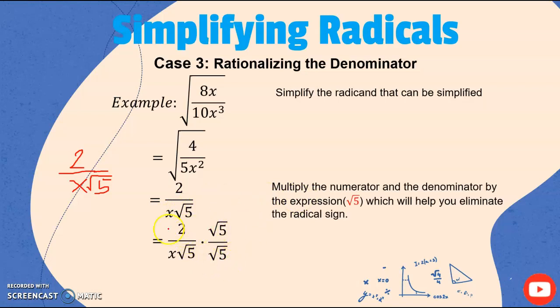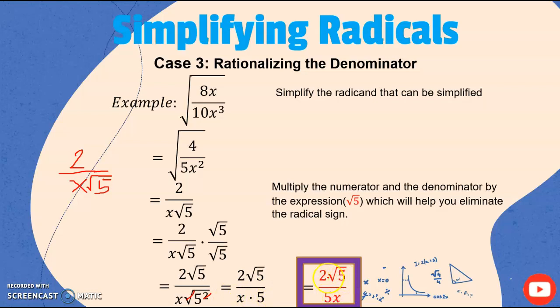And then we just multiply them and put them together since the other one doesn't contain a radical. So it's gonna be 2 square root of 5 over x square root of 5 squared. So we have to cancel. Then we multiply na lang x times 5. It's gonna be 5x, so which gives us the final answer of 2 square root of 5 all over 5x.